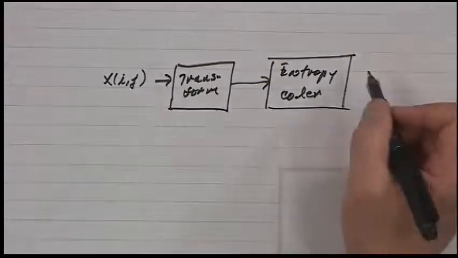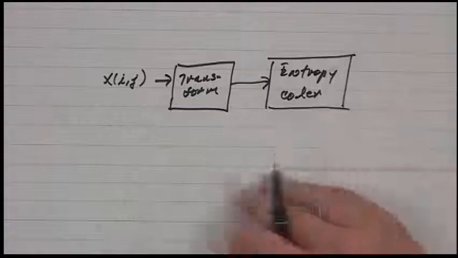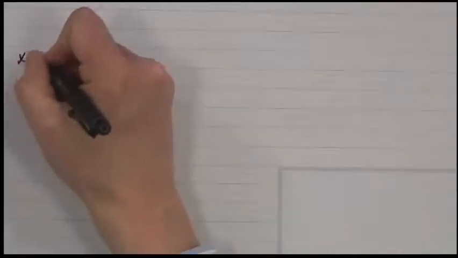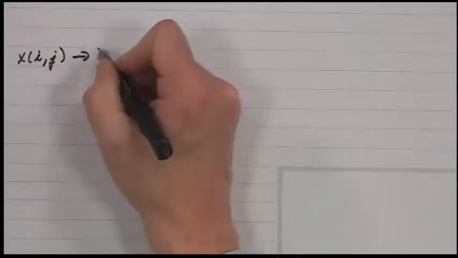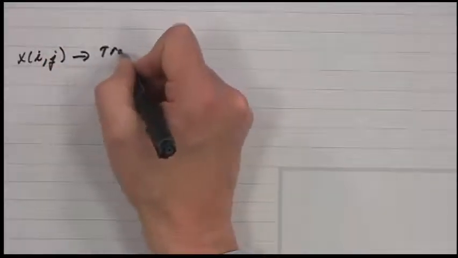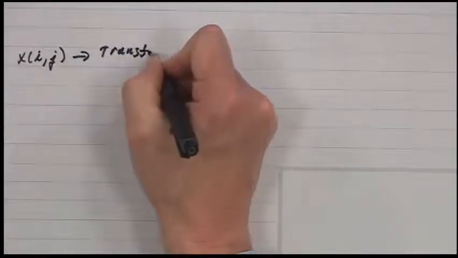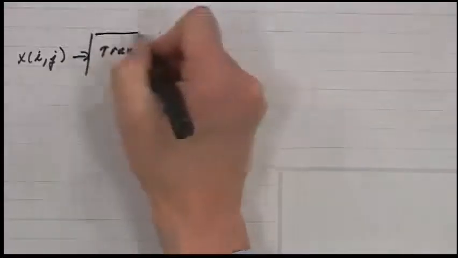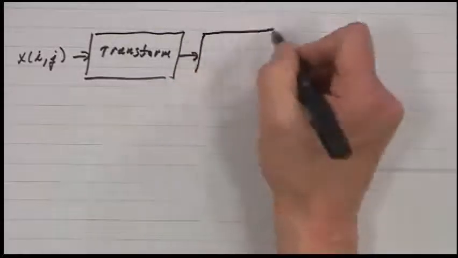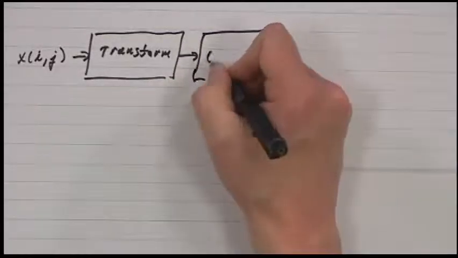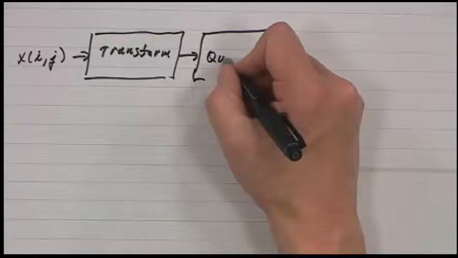Oh, hold on for a second. I screwed up. Let me just redo this. I lied slightly. Okay, so the first thing you have is a transform. And the next step, I mean, this is sort of a canonical design for a lossy image coder, you have quantization.